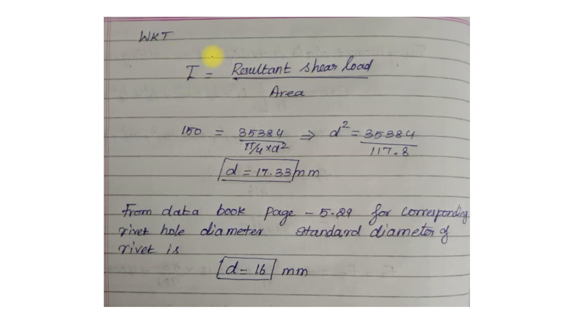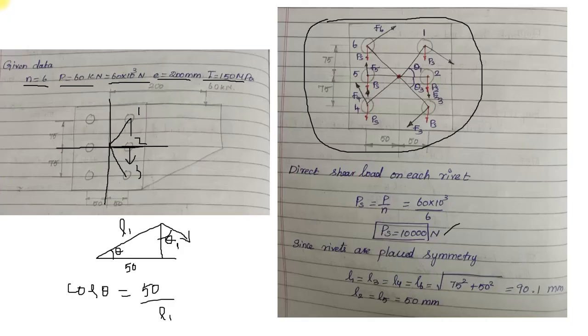We know the formula: shear stress is equal to resultant shear load by area. 150 is the permissible shear stress value given. I know the resultant shear load value, 35384, and D is the diameter of the rivet hole, so I have found out the diameter of the rivet hole. Now go to your data book, page number 5.29. For the corresponding rivet hole diameter, the standard diameter of the rivet is 16 mm. The question asked us to find the diameter of the rivet for this riveted joint, and we have found the standard rivet diameter. Okay, I hope you understood the problem. We can discuss in some other lecture. Thank you.